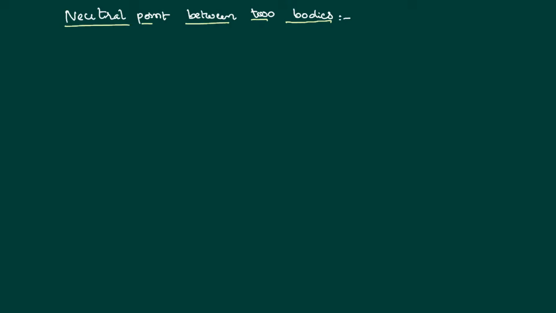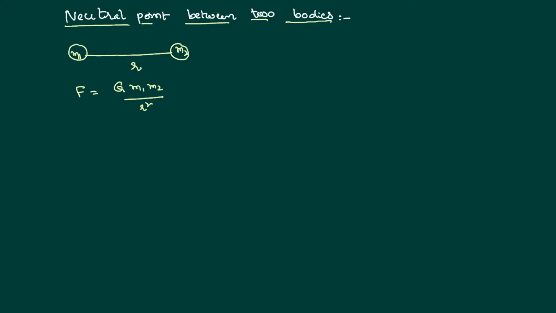We know according to Newton's law of gravitation, if there are two bodies of masses m1 and m2 separated by a distance r, there is a gravitational force between them, G m1 m2 by r square. This is the force applied by each body on the other body, but these two forces are not going to cancel because, as explained in the previous lecture, they act on two different bodies.